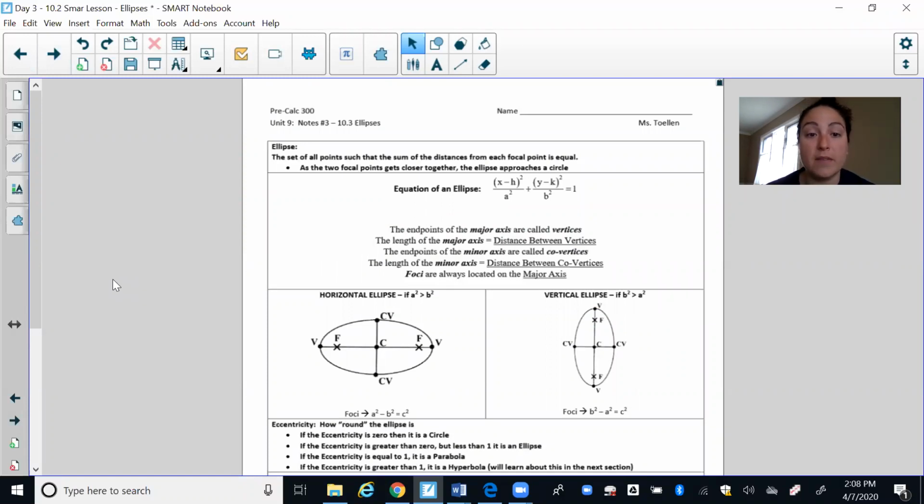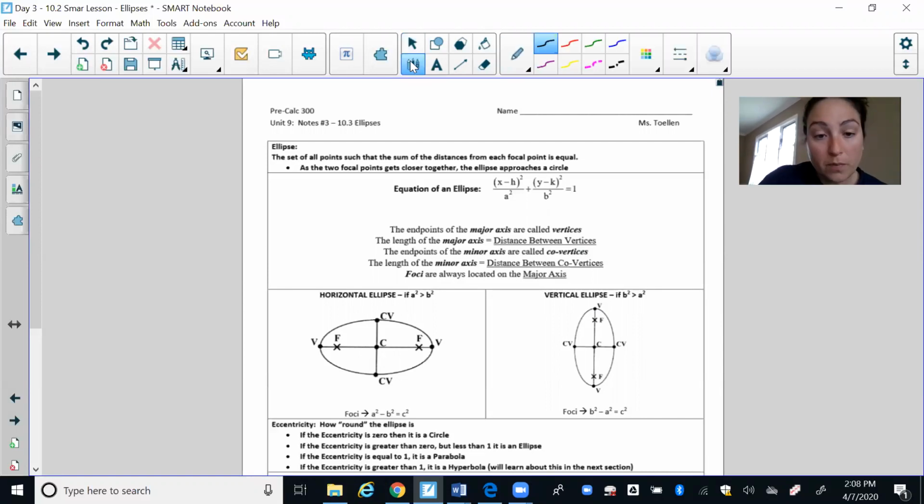An ellipse is a set of all points such that the sum of the distances from each focal point is equal. As the two focal points get closer together, the ellipse approaches a circle. So if you're looking at the two ellipses below, the horizontal and the vertical ellipse, the sum of the distances from each focal point is equal.